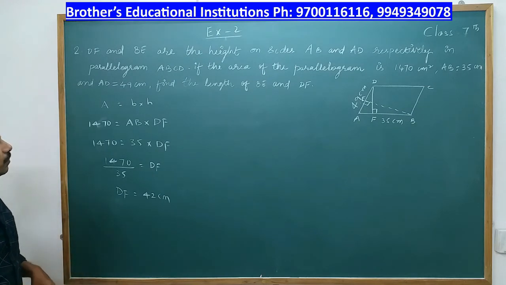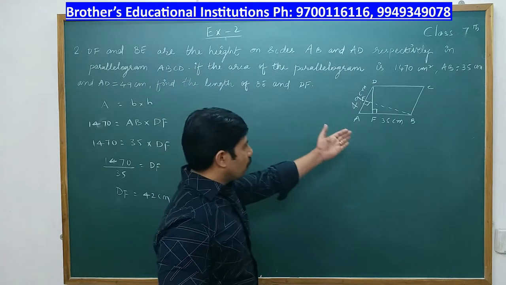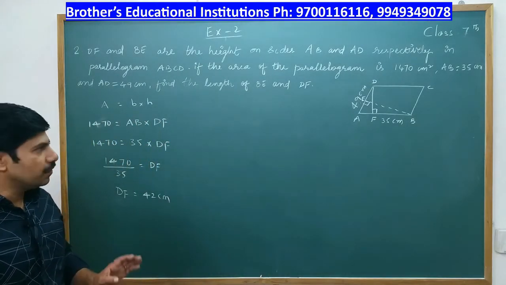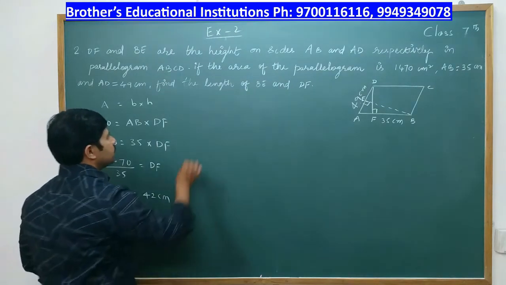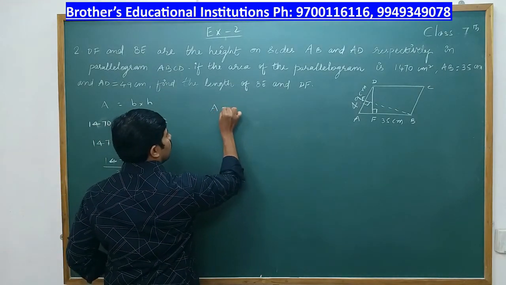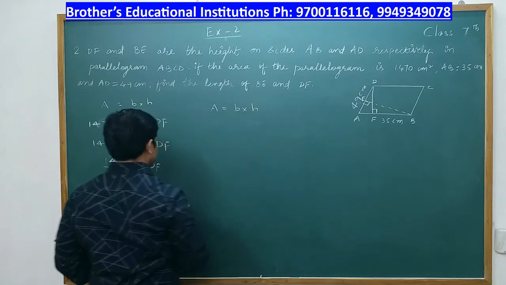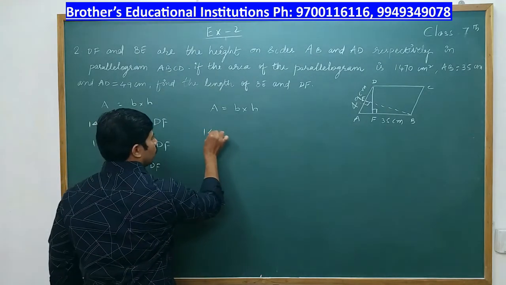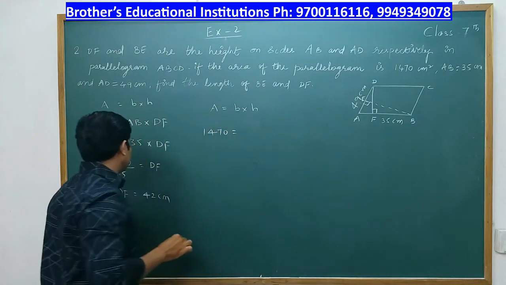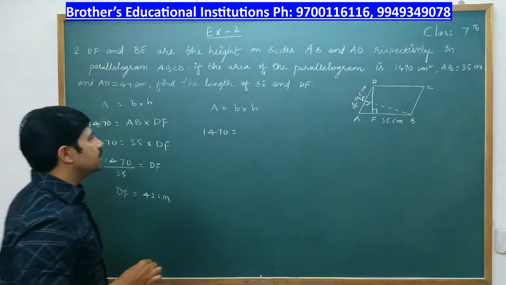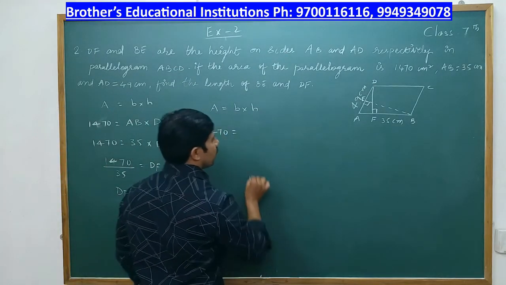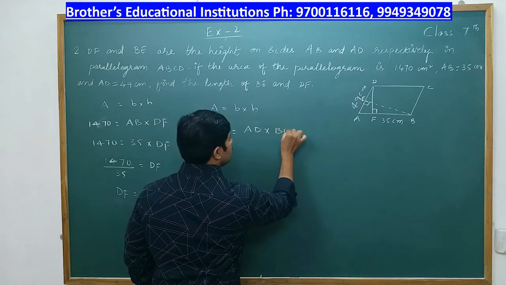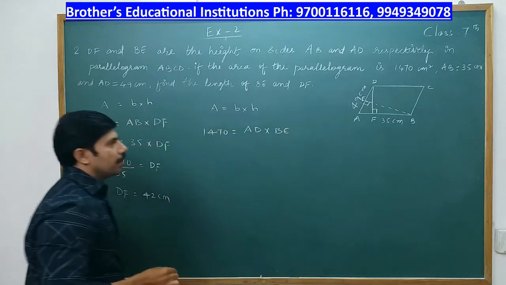Now after getting DF, the next thing we have to find out is the length of BE. Now BE is perpendicular to AD. So now AD is the base. So what is the area of a parallelogram? It is base into height. So already we have the area. Area is 1470. So we write 1470 is equal to, the base here is AD and the height, the altitude, is BE.